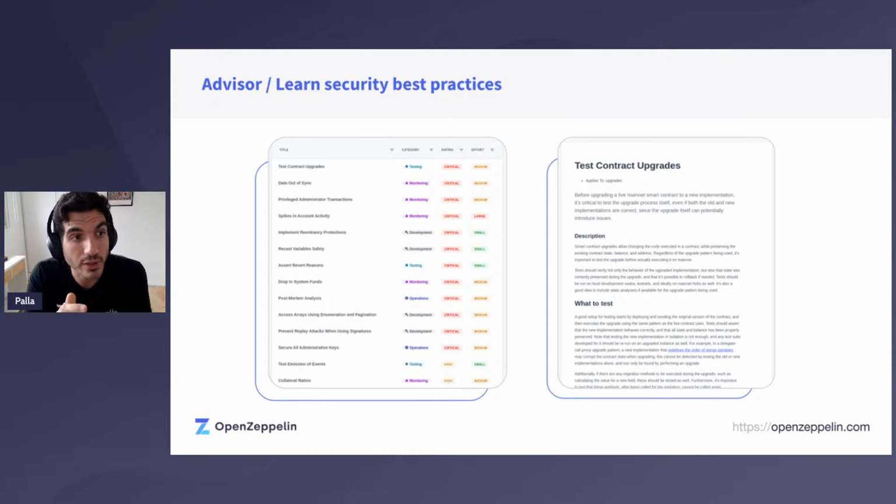Last, we have Advisor, which is a knowledge base where we have been compiling best practices around development, testing, monitoring, and operations of smart contracts after years and years of both audit work and work on OpenZeppelin Contracts and basically secure smart contract development. The idea is that you can use this knowledge base to find out which kind of controls you should be implementing for your system, depending on what you're working on.